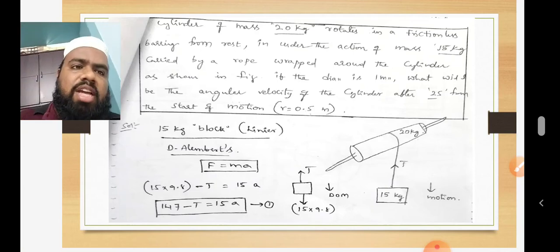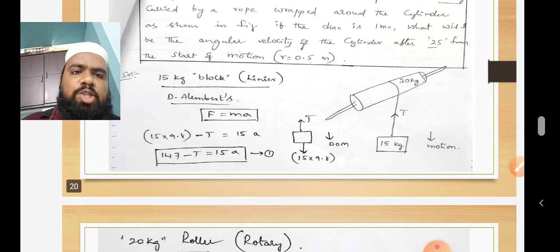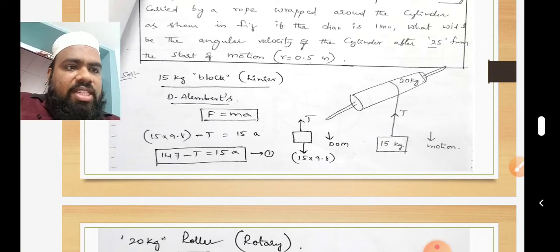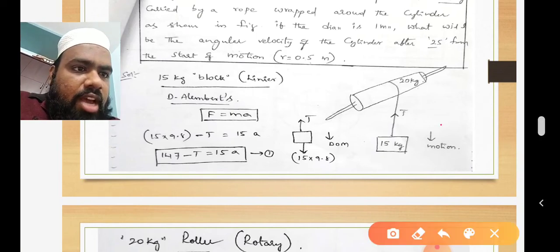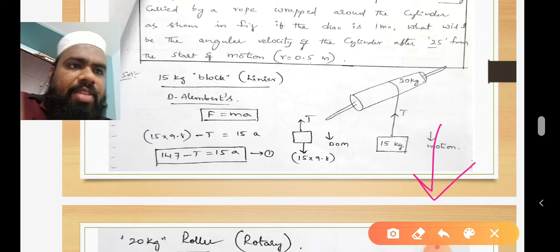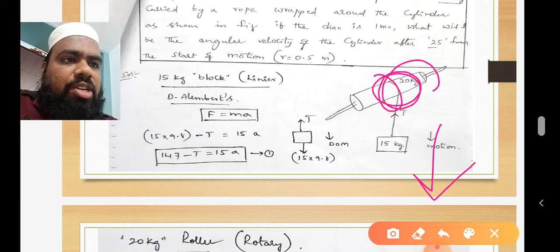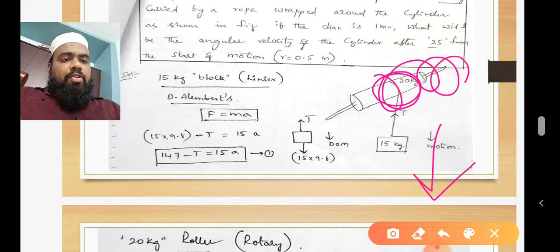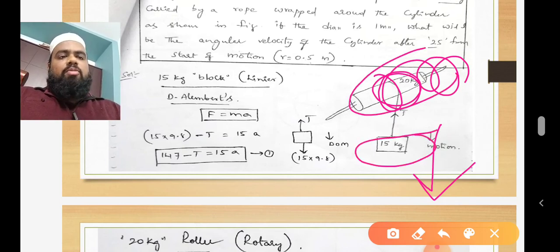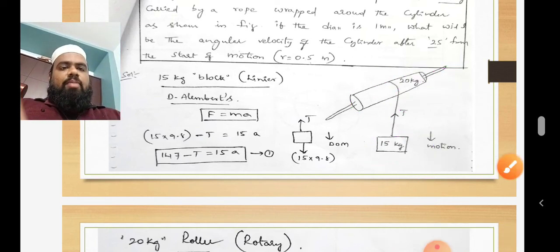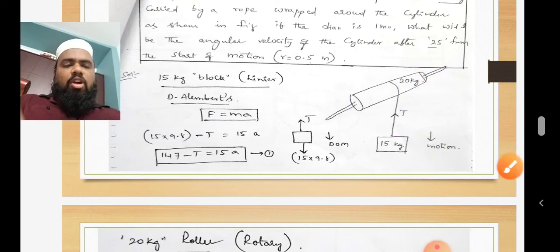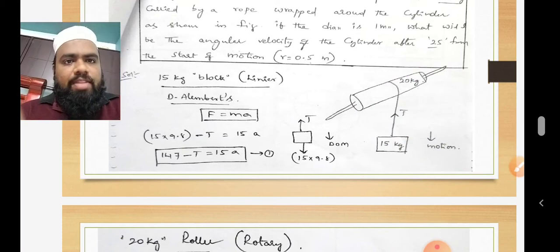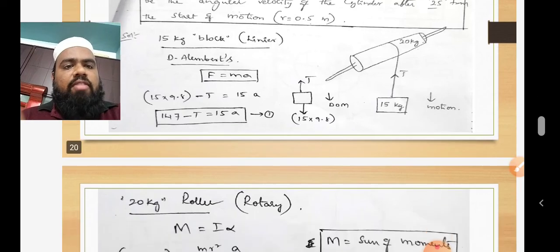Now something is given, r is equal to 0.5. To apply D'Alembert's principle, F is equal to ma for linear motion. Here two motions are there. The 15 kg block is having linear motion and this barrel is having rotational motion. So we have to solve the problem individually for linear motion and for rotary motion. For linear motion, I am considering the 15 kg block, which is going vertically down. So D'Alembert's F is equal to ma, substitute all the values, you will get it.